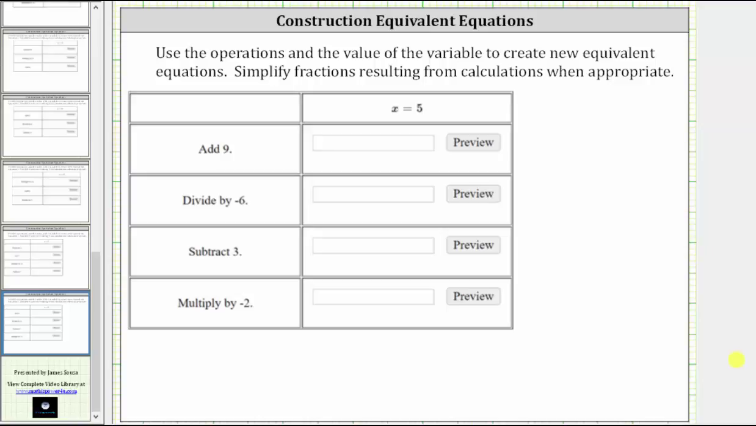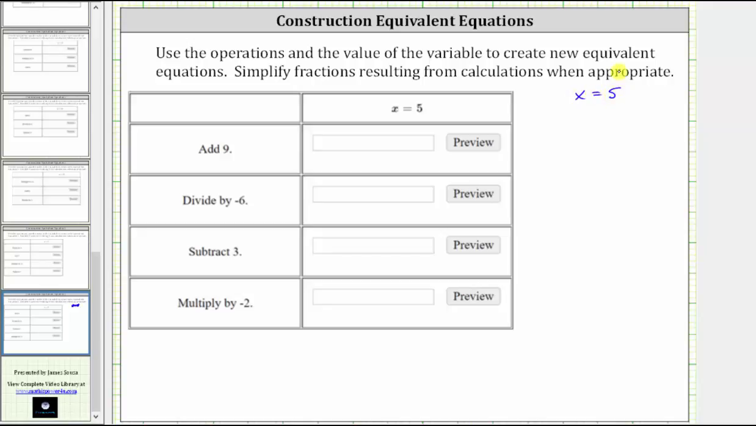We are asked to use the operations and the value of the variable to create new equivalent equations. Equivalent equations are different equations that have the same solution or solutions. We're also told to simplify fractions. We begin with the value of the variable, which is x equals 5.